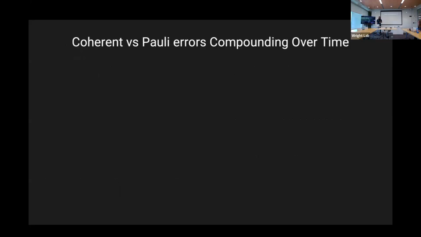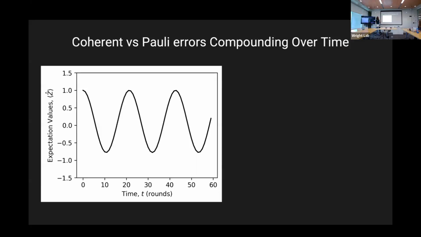But in order to fully get that, we need to understand how coherent and Pauli errors differ as they compound over time. So here I have a graph of how the expectation values of this angle applied to a base state 0 evolve over a certain amount of rounds.